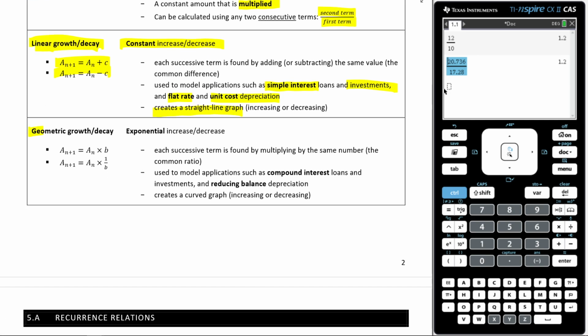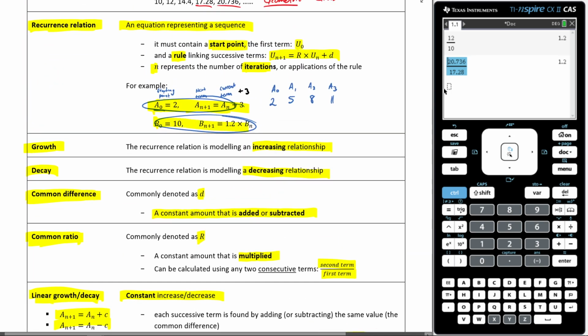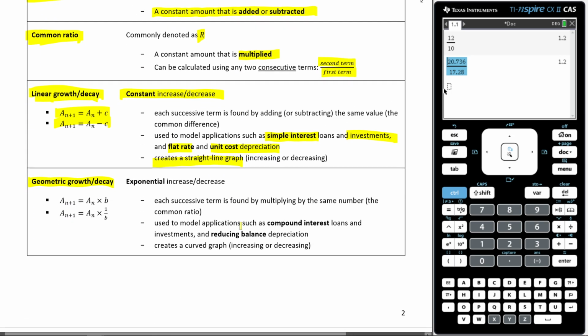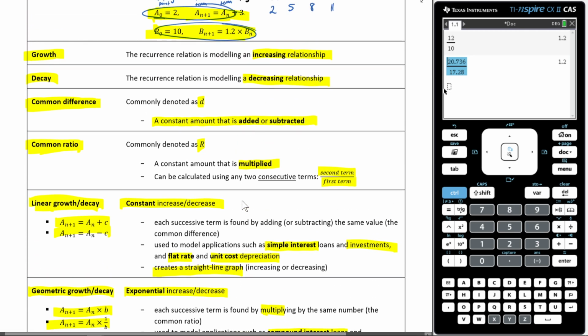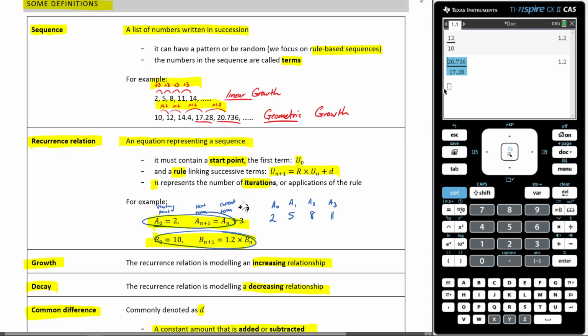Then we have geometric growth or decay. So geometric growth and decay, that's when we were looking at this one right here. So exponential increase slash decrease. Each successive term is found by multiplying by the same number, the common ratio, used to model applications such as compound interest loan and investments, and reducing balance depreciation. Creates a curved graph, increasing slash decreasing. As you can see, here are some examples of it right there. All right, that is some definitions that you need to have in your mind as we're working through this content.